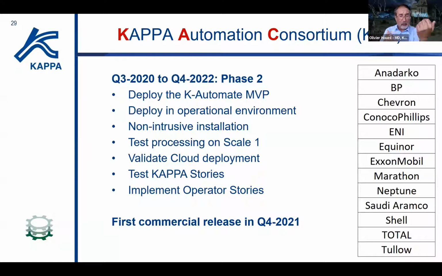Of course, to do that, we needed a non-intrusive installation, because if we get into the environment, we don't want a prototype killing everything. And again, we also wanted to validate that the deployment could work in a cloud environment. We wanted both to test the KAPPA stories that Olivier is going to present, and also start implementing the stories that operators had told us 4 or 5 years ago. Even though the consortium will finish by the end of 2022, the goal is to have a first commercial release of Automate by the end of next year.